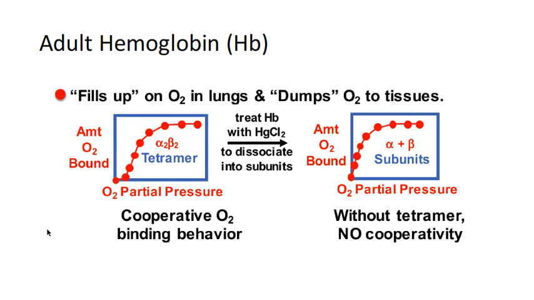Hemoglobin subunits have now been dissociated by mercury II chloride. So we have the alpha subunits and the beta subunits by themselves. Because the subunits are no longer interacting with one another, it does not display cooperativity. Notice the difference in the shape of the curve. It is no longer sigmoidal or S-shaped. It is now hyperbolic. See how it reaches saturation at a much lower partial pressure?